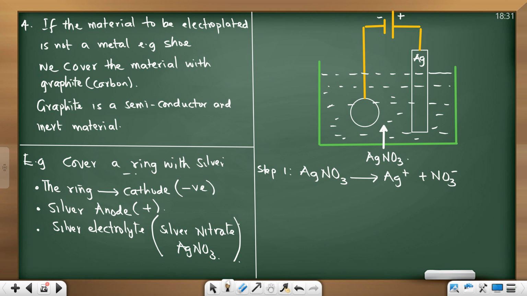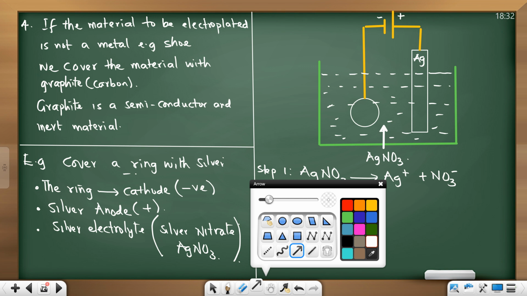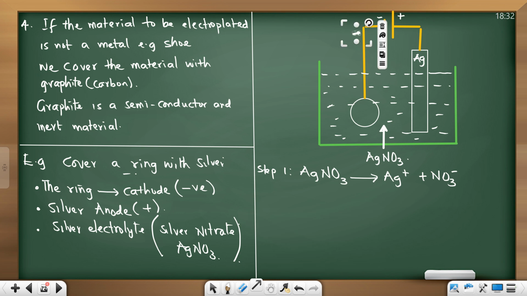Look at it. I hope you're listening, you're not writing. Ag+. Mind you, don't forget that this one is what? Negative, right? Don't forget that this thing is negatively charged. While this one is what? Positively charged, because it's connected to the positive end.